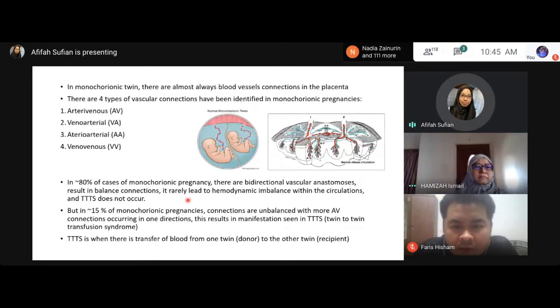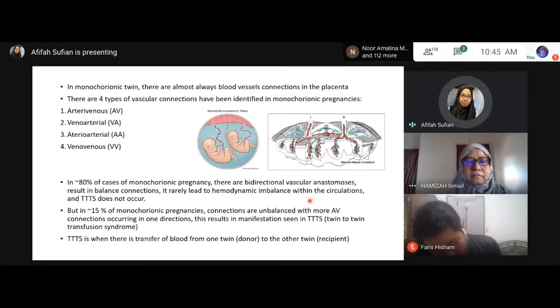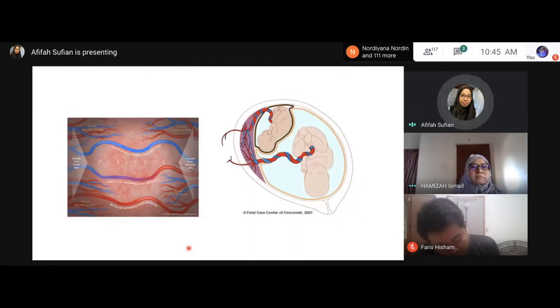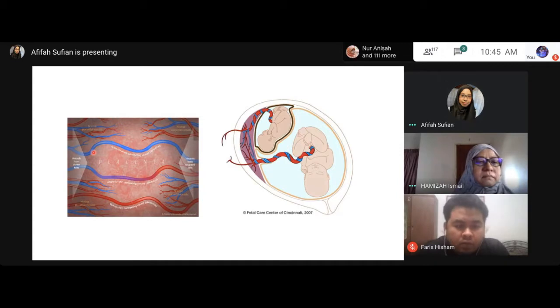But in about 15% of monochorionic pregnancies, they have an unbalanced connection, where there is more arteriovenous connection occurring in one direction. This will result in twin-to-twin transfusion syndrome. As the name suggests, there is a transfer of blood from one twin, the so-called donor, to the other twin, the so-called recipient. Here I'll try to explain the physiology. You see the picture here. Imagine this is the donor twin. The artery branches off from the donor umbilical cord entering the placenta in order to obtain the nutrients and also oxygen, right?